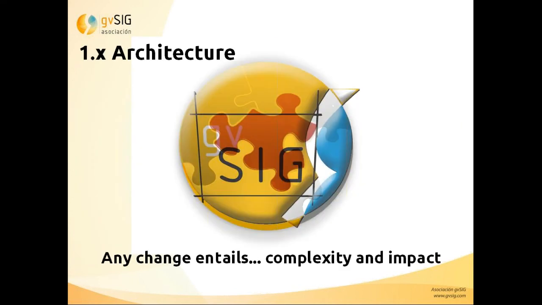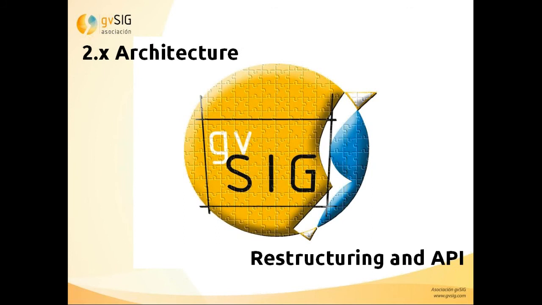The architecture of the gvSIG 1 version was composed of big pieces, and any change entailed impact. If a functionality was included in gvSIG, it could affect other parts of the source code. And also when an error was fixed, other errors could appear in other parts of the code. So it was very important to change this part.